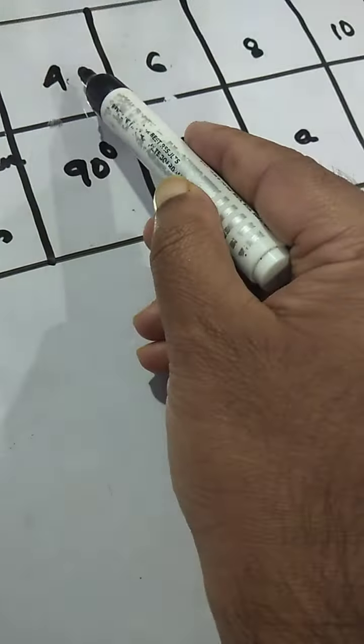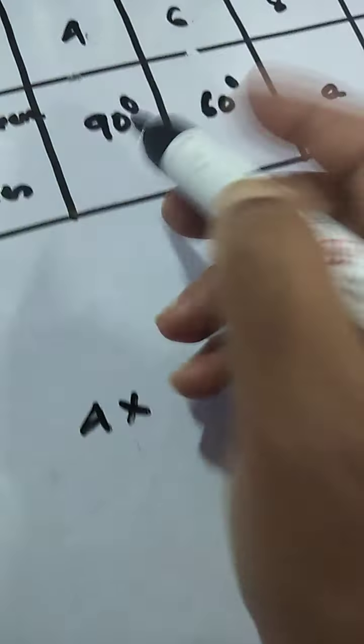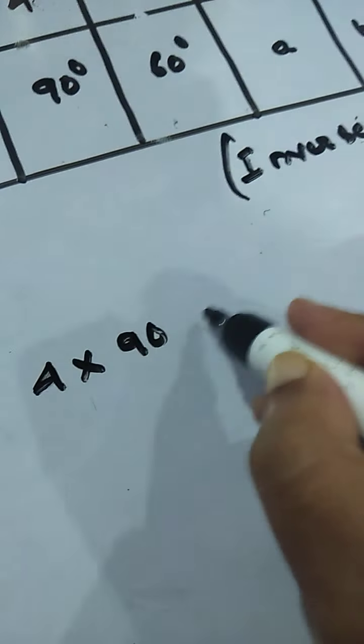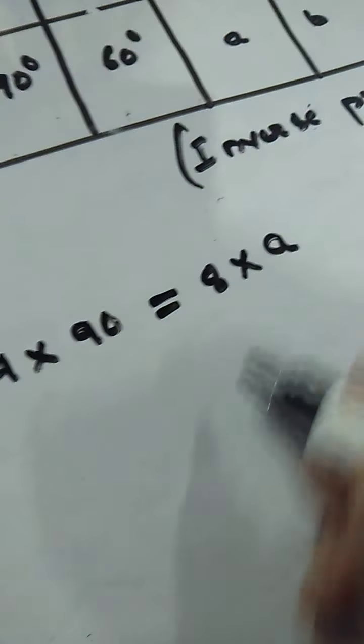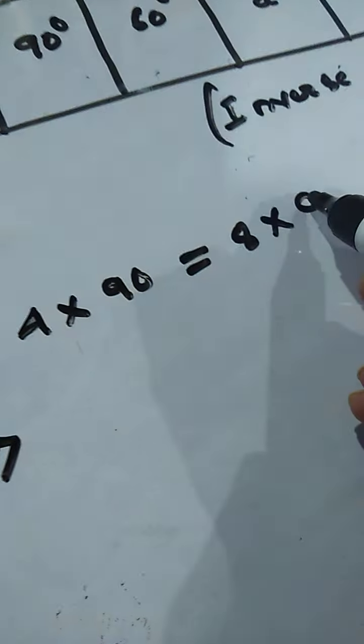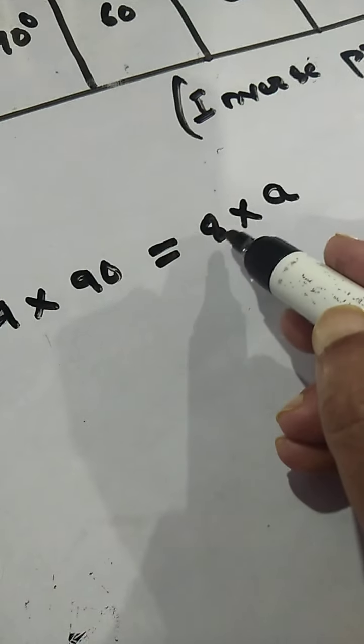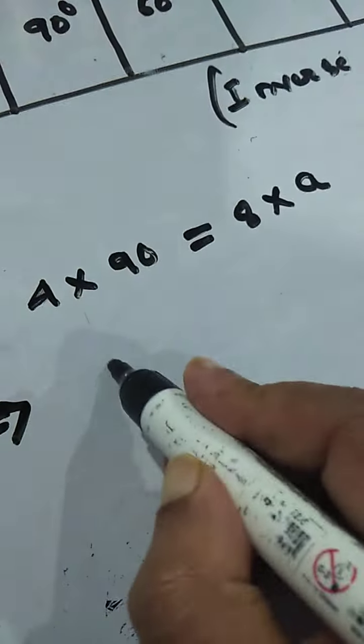Okay. Now, when it is inverse proportion, what do we do? We multiply. That is 4 into 90 degree. We will not write 90 degree out here. Just write 4 into 90 and 8 into a. Now in the second step, because we have to get the value of a, we have to transpose 8 towards the left hand side. So we'll do that.